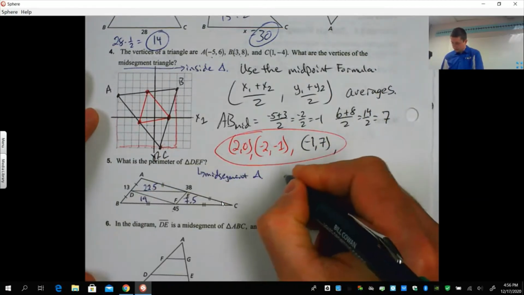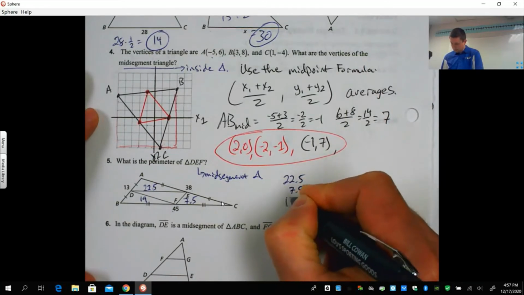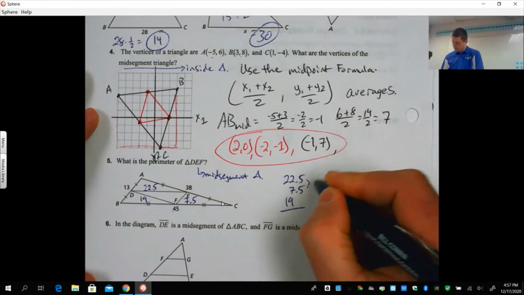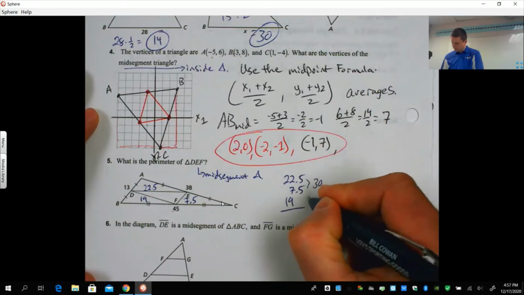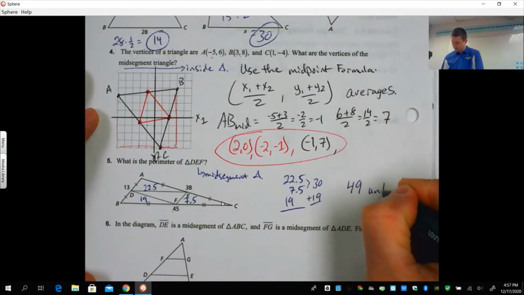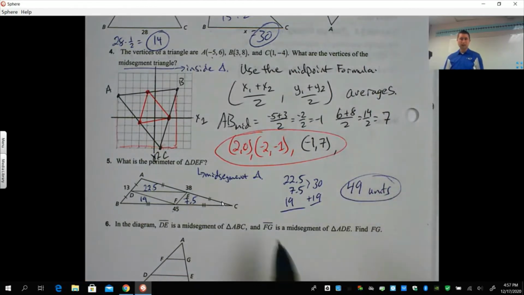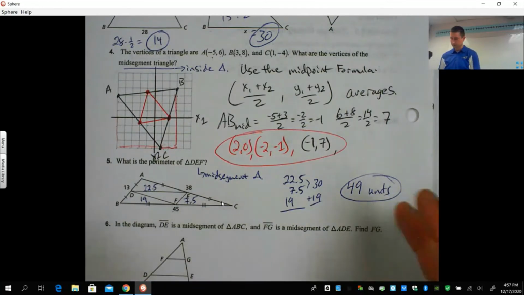So we need to take 22.5, 7.5, and 19 and add those together. So that would be 30 plus 19, you have 49 units, whatever that is. Okay, so I just found half of them, add them all up. You could add your perimeter up of the entire triangle, take it divided by 2, or multiply by half. You have 49.